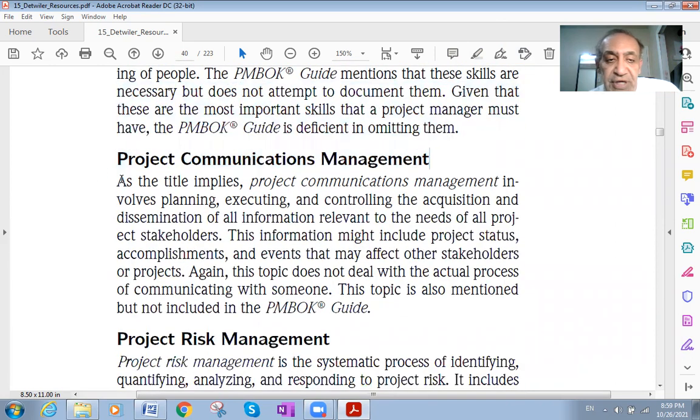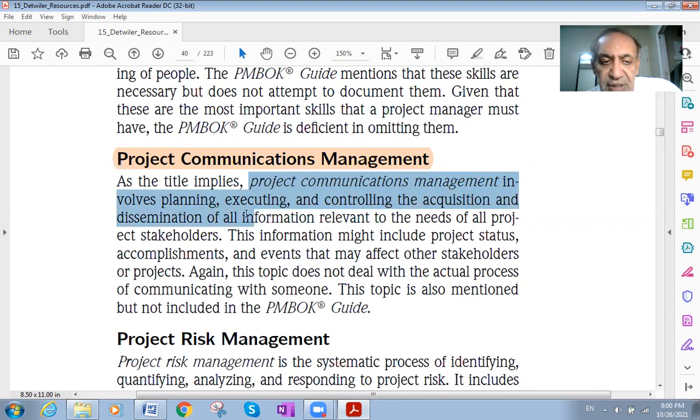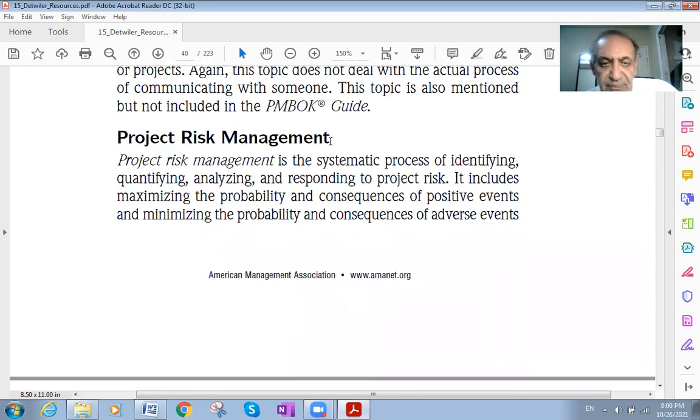Project communication management, this is the third. What do you mean by communication? The flow of information from the sender to the receiver and vice versa. Project communication management involves planning, executing, and controlling the acquisition and dissemination of all information relevant to the needs of all project stakeholders. So this is about project management.